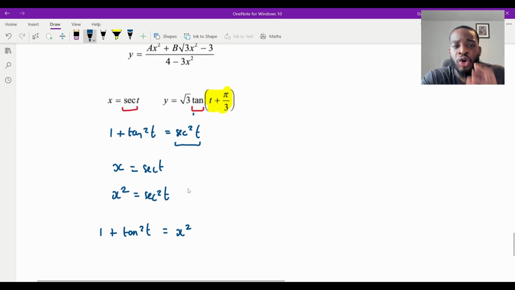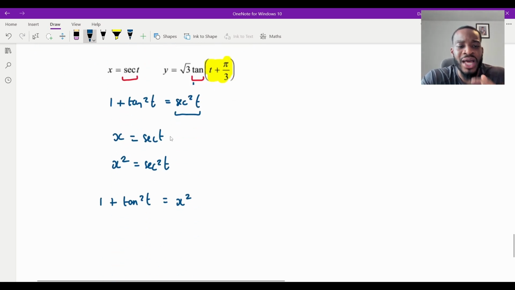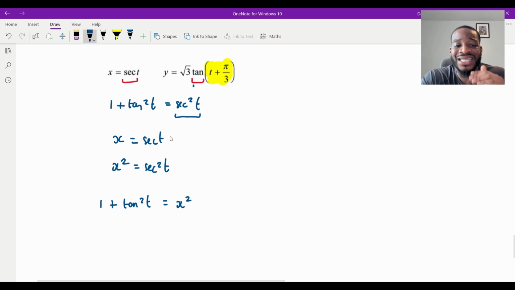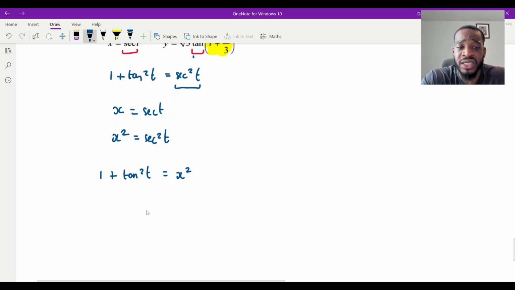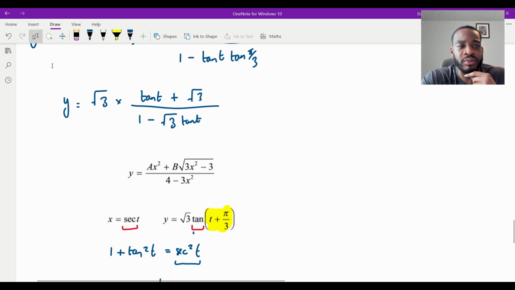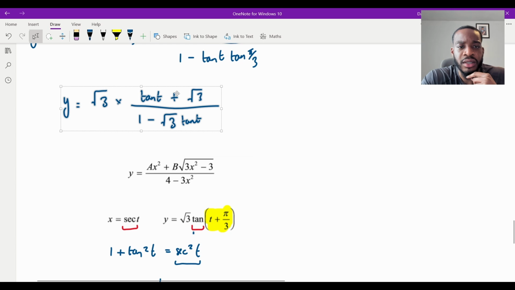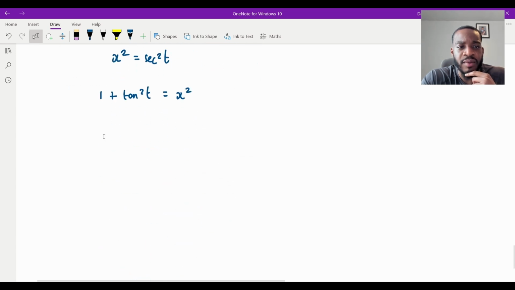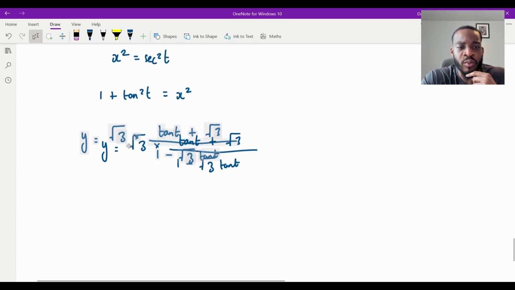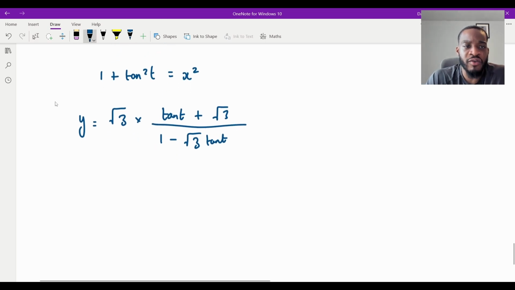Now remember, look at where we are at, right? We have tan t's. We don't want tans anymore. We want to try and get in terms of x, right? So that tells me that I'm going to rearrange to make tan t the subject from here, isn't it? That way I could put this into there. Let me grab this so I don't need to keep going up and down and see what happens. So let me put this here. And then I'm going to rearrange this one.